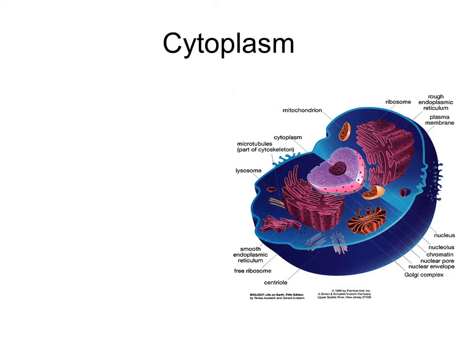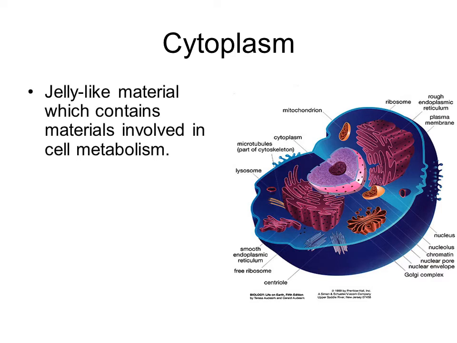So the first thing we're going to focus on is the cytoplasm. Cyto, C-Y-T-O, as you can see there in the title, refers to cell. And plasm is like plasma or a gel-like substance. So it is a jelly-like material which contains materials involved in cell metabolism. Everything that is inside the cell membrane and outside the nucleus and is not an organelle is cytoplasm.